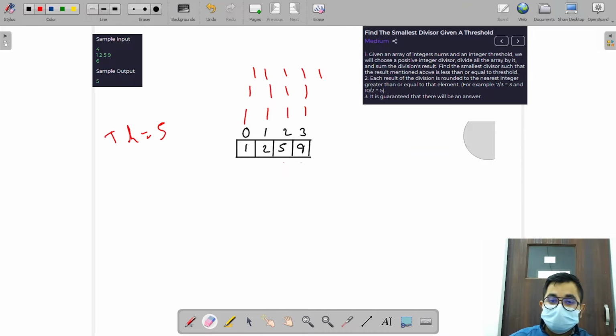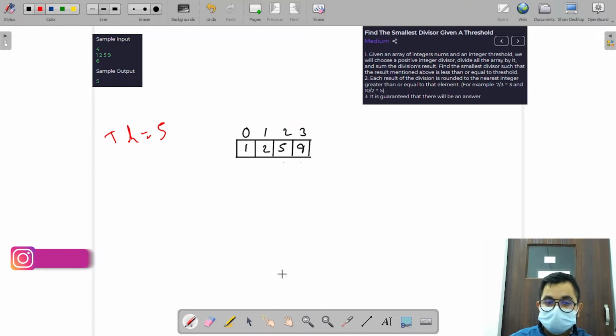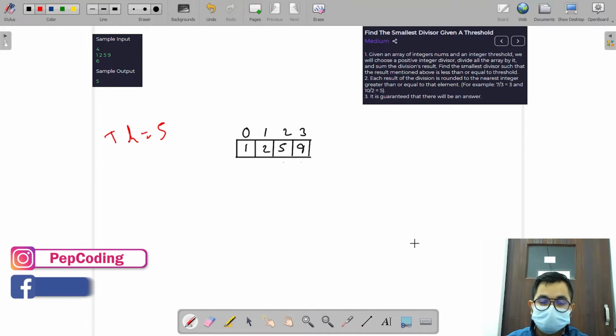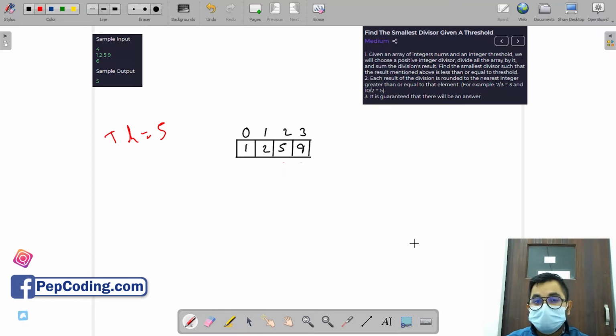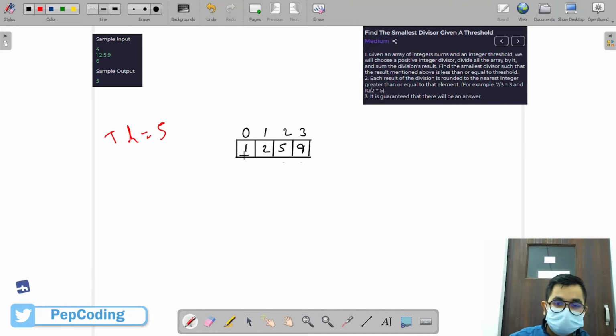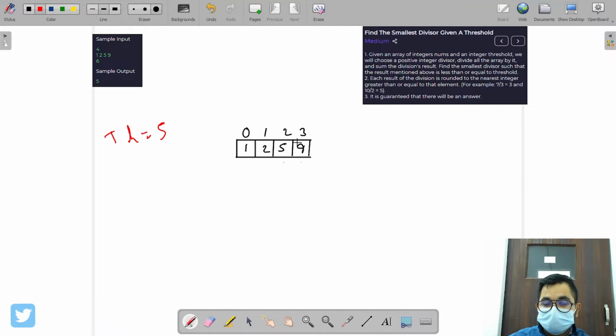Right? If you have watched the previous video, don't you think we are doing the same thing here that we did in the Koko eating banana question? Yeah, we are doing same thing. First, we are finding the highest element, which is nothing but 9. Now we are going to apply binary search. From 1 to 9, let's apply binary search.